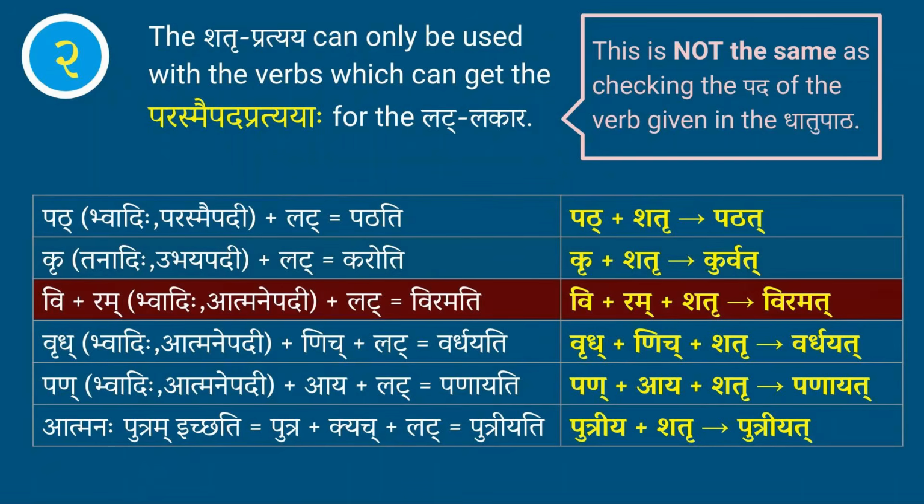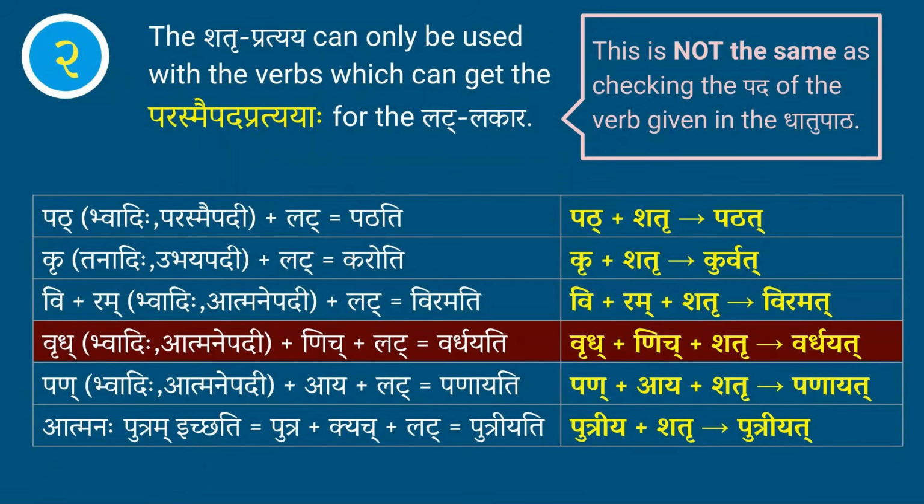The third example is interesting. The Rama Dhatu is actually Atmanepadi, but when the Vi Upasarga is attached to it, it can only get the Pratyayas of Parasmai Pada, giving forms like Viramati, and therefore, in presence of the Vi Upasarga, the Rama Dhatu can indeed get the Shatru Pratyaya. Similarly, the Vrudha Dhatu is technically Atmanepadi, but when the Nich Pratyaya is attached to it, it can get the Pratyayas of Parasmai Pada and thus also the Shatru Pratyaya.